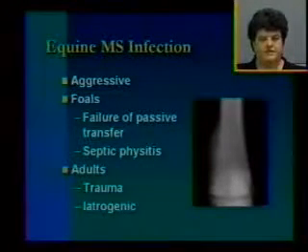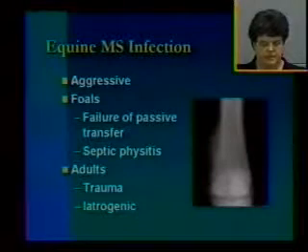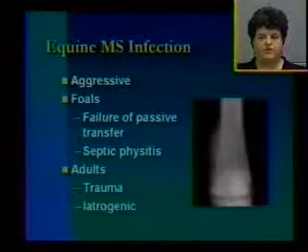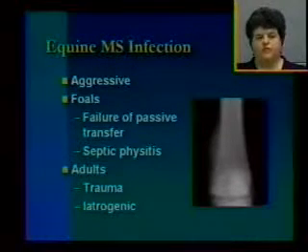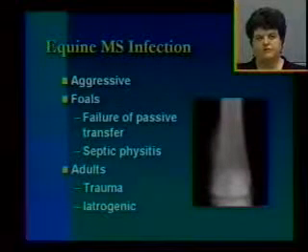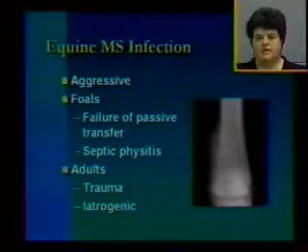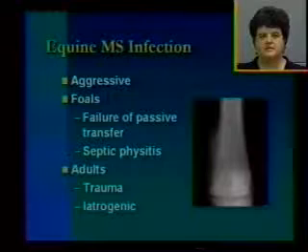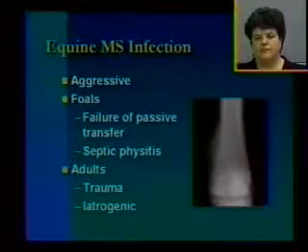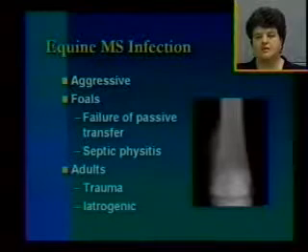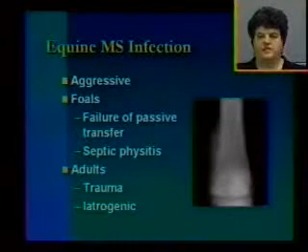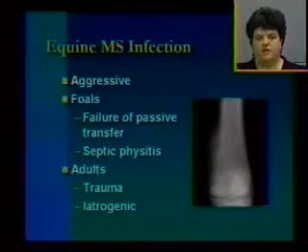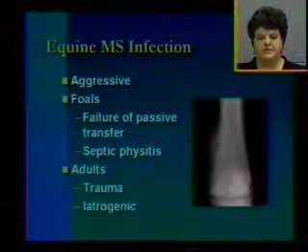So musculoskeletal infections in the horse, they tend to be aggressive in appearance. In foals, it's most likely secondary to sepsis from failure of passive transfer of the antibodies from the mare to the foal. If they're a little bit older, this infection spread throughout their blood can actually seed the physes, and they can get septic physitis. If they're adults, the most common cause of infections are trauma, so they have a penetrating wound, or iatrogenic from a joint block or something else that we did as veterinarians to introduce a bacterial species into a place it's not supposed to be.